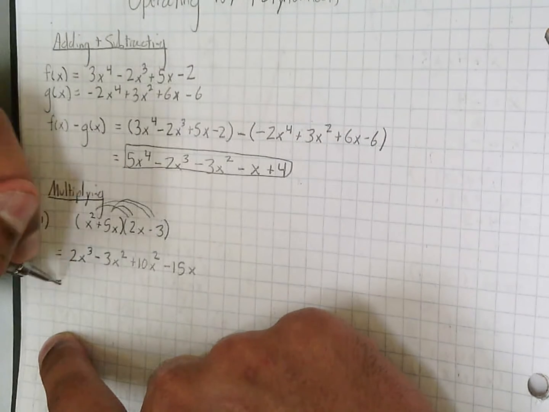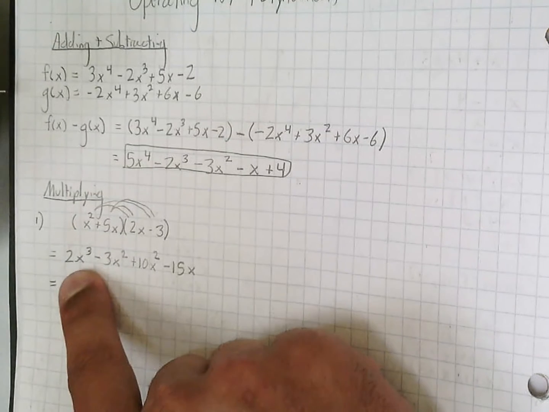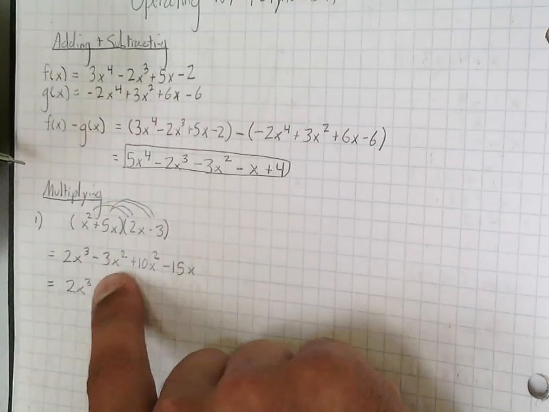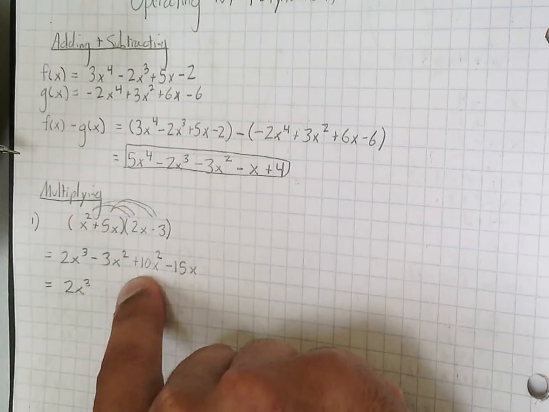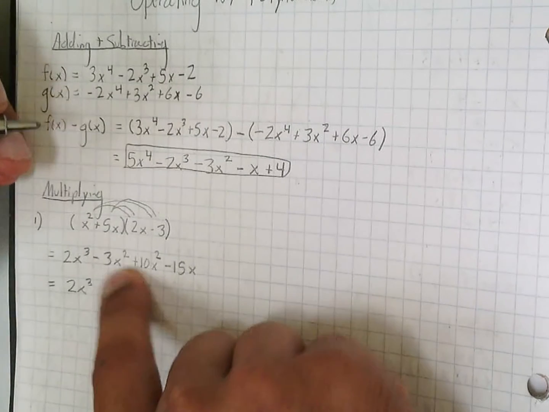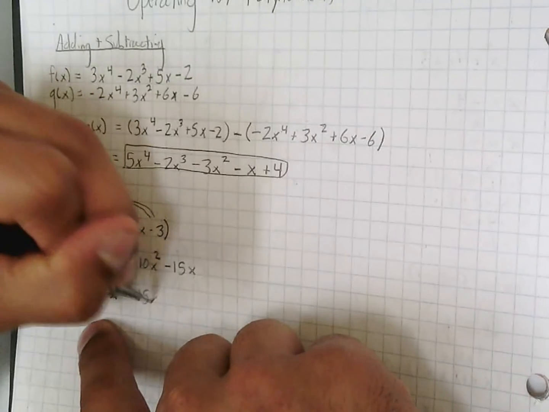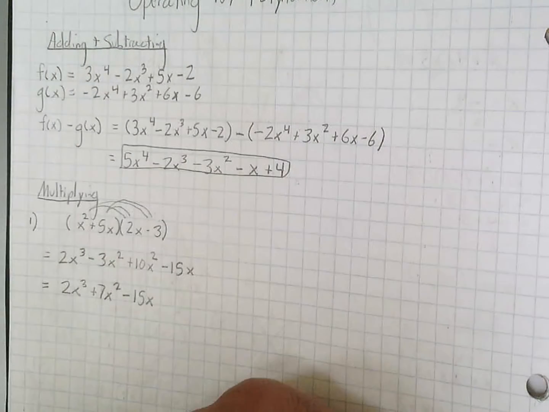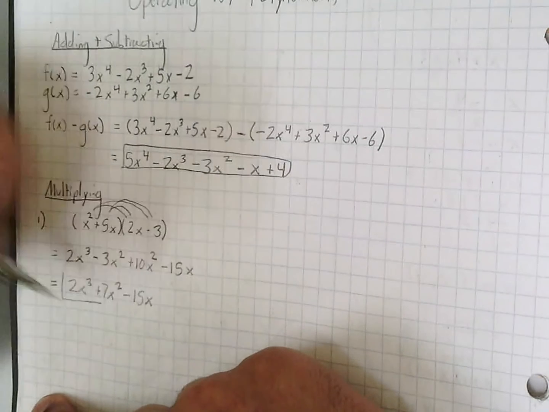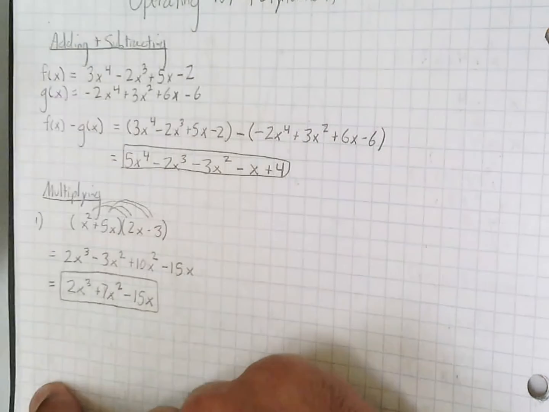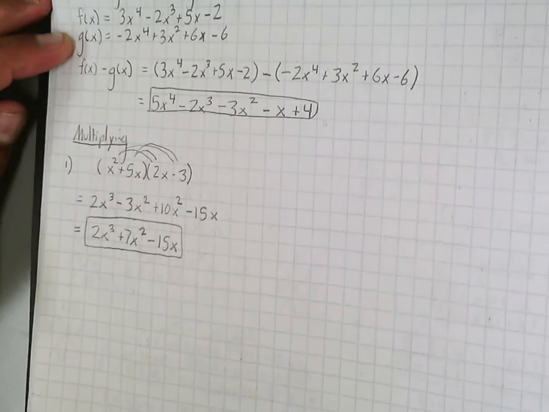Now, we combine like terms. X to the third, there's no other x to the third term, so I just bring this down. X squared, I have two x squared terms, I combine them. Negative 3 plus 10 is 7. And then there's one x to the first term. So there you have it. We multiplied by foiling, or it's simply a form of distribution. Okay, let's look at one other problem now.